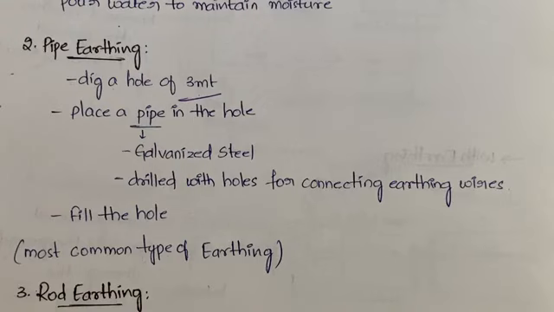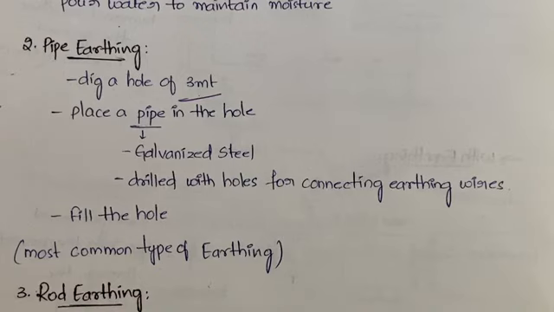Why? In order to connect the earthing wires. You need to put some holes so that you can pass the wire through the hole. Next, you have to fill the hole again with the same charcoal and salt mixture, and this is the most common type of earthing. Got it? So this is about pipe earthing.